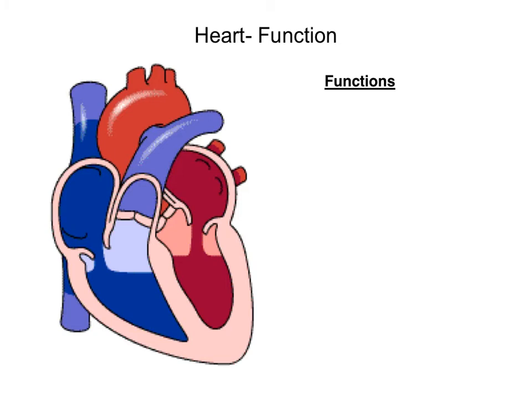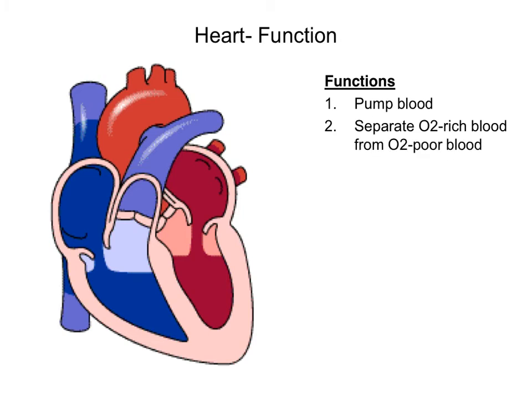Next, we take a look at the functions of the heart. The primary functions of the heart are to pump blood and to separate oxygen-rich blood from oxygen-poor blood. Other functions may include pumping oxygen-poor blood to the lungs and pumping oxygen-rich blood to the body's tissues. In this illustration here, you can see that the right side of the heart is primarily responsible for pumping oxygen-poor blood, whereas the left side of the heart is primarily responsible for pumping oxygen-rich blood.